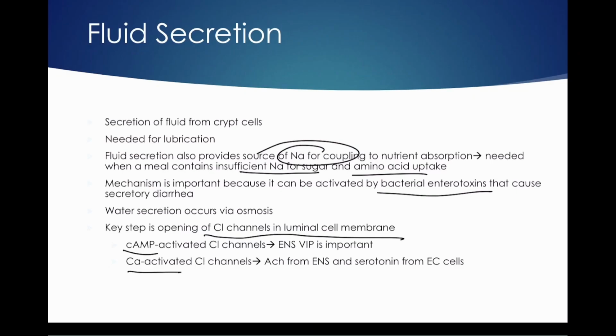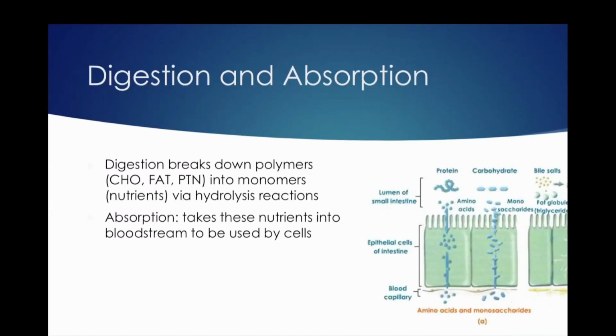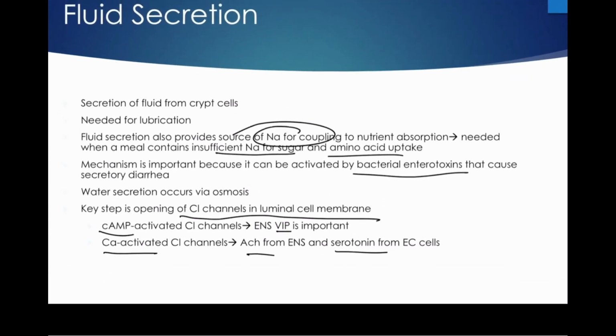The cyclic AMP is where VIP has its effect. The calcium channels are from serotonin and acetylcholine. Those affect the calcium activated chloride channels. Where this becomes important is, I think I threw out that slide.